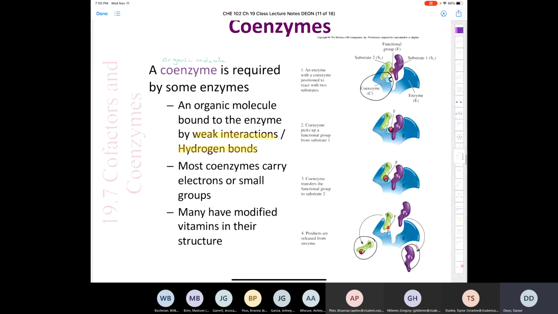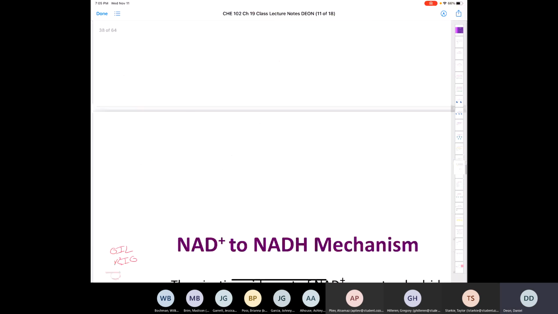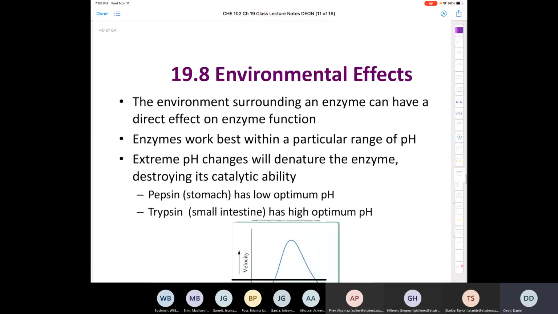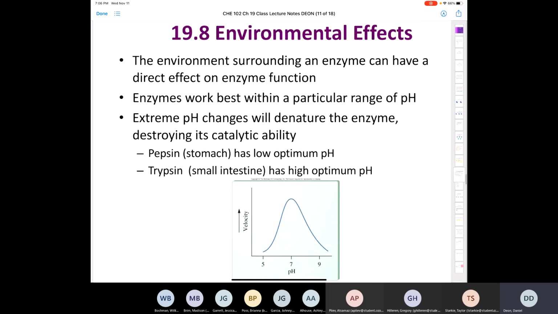Something here, okay? That most coenzymes carry electrons or small groups, like a hydride. Nothing gigantic. All right, let's get back to where we were and talk about environmental effects on enzymes. Remember, we spent some time talking about denaturation of proteins in chapter 18. And since an enzyme is a protein, you can guess that pH will affect the reactivity of an enzyme, won't it? The environment surrounding an enzyme can have a direct effect on the enzyme function.